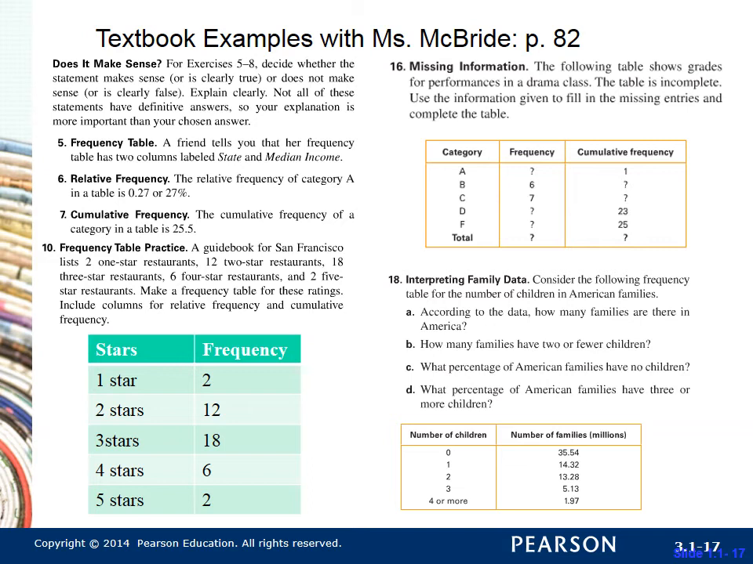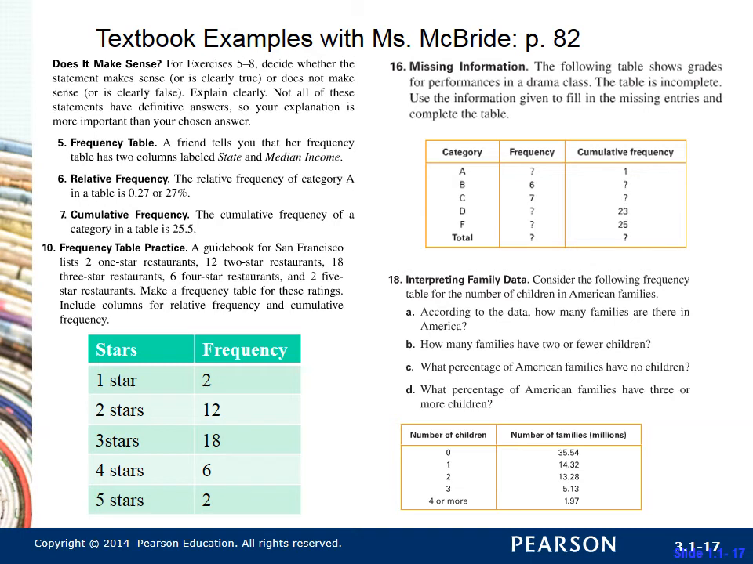All right, so watch how the question is worded here. When you have more than or less than, you're going to have an accumulation, but you have to look at what you're accumulating. It doesn't necessarily go in a cumulative frequency way. All right, so consider the following frequency table for the number of children in American families. So according to the data, how many families are there in America?